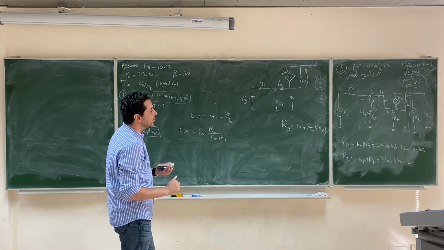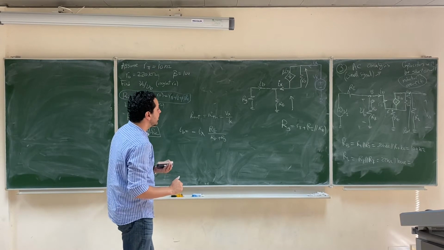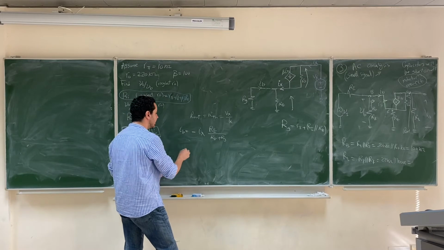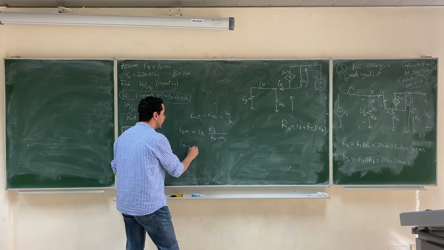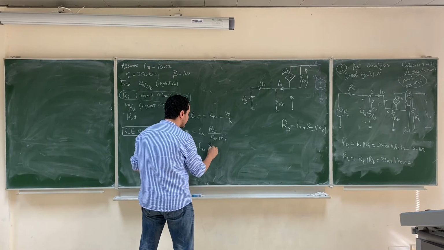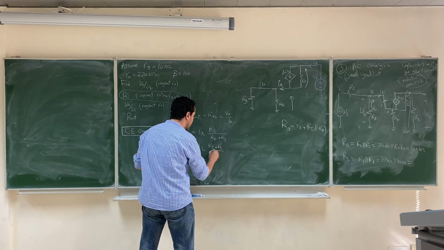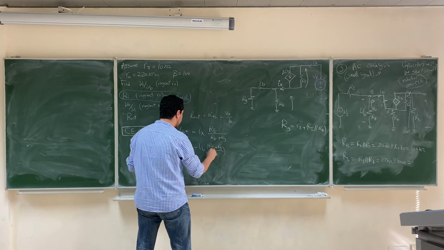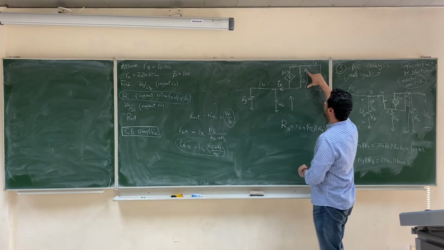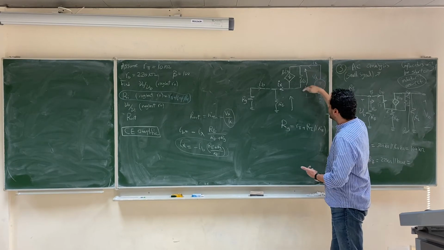Fine. Now, we can represent Ix in terms of Ib. So we can say that Ix equals negative Ib multiplied by Re plus Rg over Re. This is Ix. Now let's look at the current at this resistor, because in order to calculate the voltage across this resistor, we need the current in this resistor.